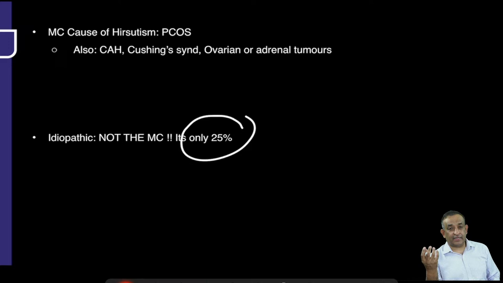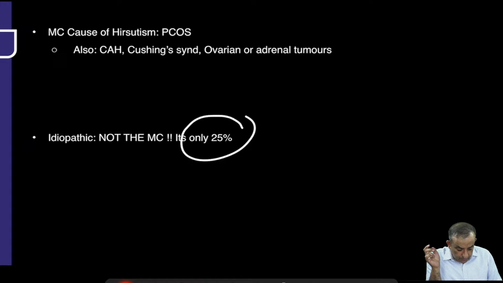That is what idiopathic is, which is only 25%. But the most common cause of hirsutism, straight away given as the opening line in the chapter of PCOS and hirsutism, is indeed PCOS. No change in that. Okay, and if a girl is hairy, think of PCOS first. Of course, I've given you other choices also.